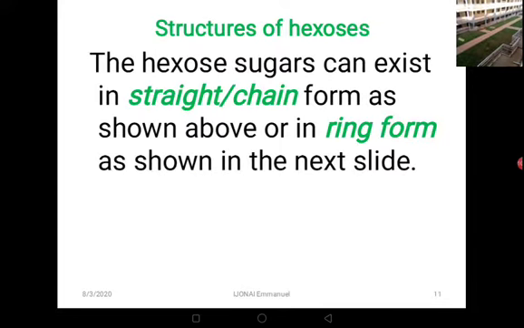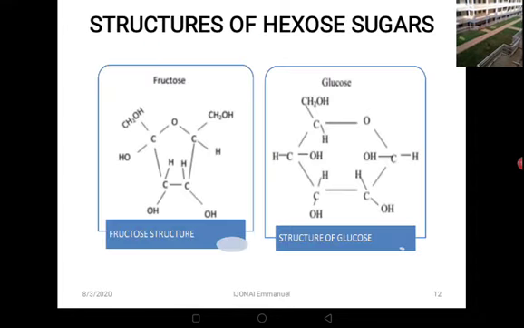Great. Let's proceed to look at the structures of hexoses much more. We remember what we said about hexose sugars: these are sugars that have 6 carbon atoms. When you look at their structures, you realize that they can exist in a straight or chain form, and they can also exist in a ring form. We are going to see what a straight or chain form means and what a ring form means. We're going to look at them here.